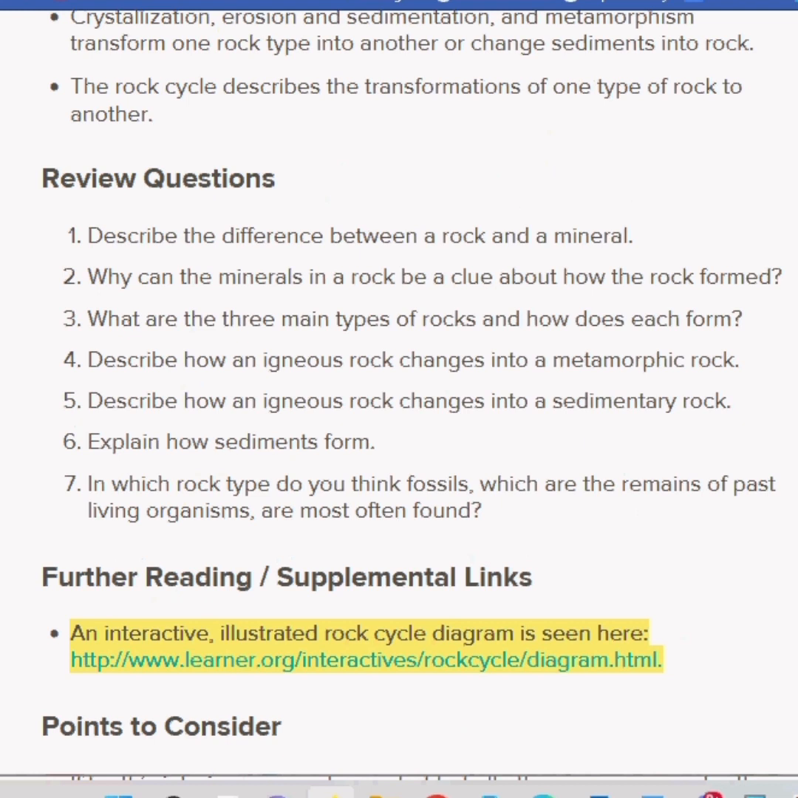Review questions. Number 1, describe the difference between a rock and a mineral. Number 2, why can the minerals in a rock be a clue about how the rock formed? Number 3, what are the three main types of rocks and how does each form? Number 4, describe how an igneous rock changes into a metamorphic rock. Number 5, describe how an igneous rock changes into a sedimentary rock. Number 6, explain how sediments form.